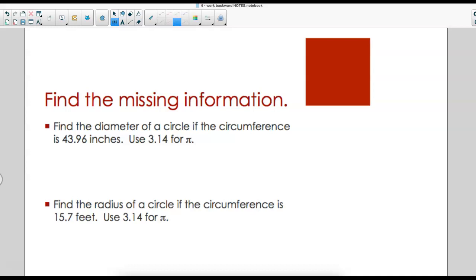Do you see anything in this problem about area? I meant C equals. Okay. So start with the formula, C equals pi times diameter. Write that down first. Then we fill in what we know.